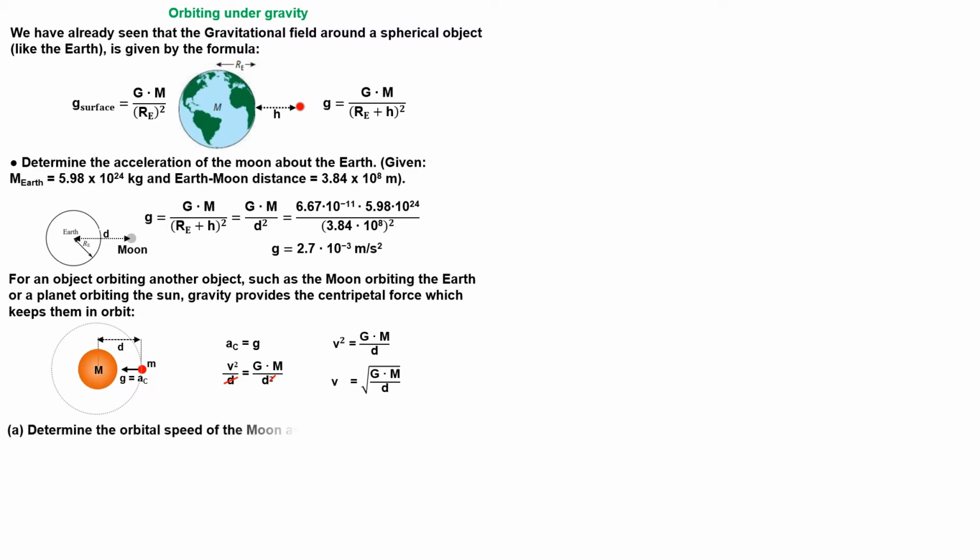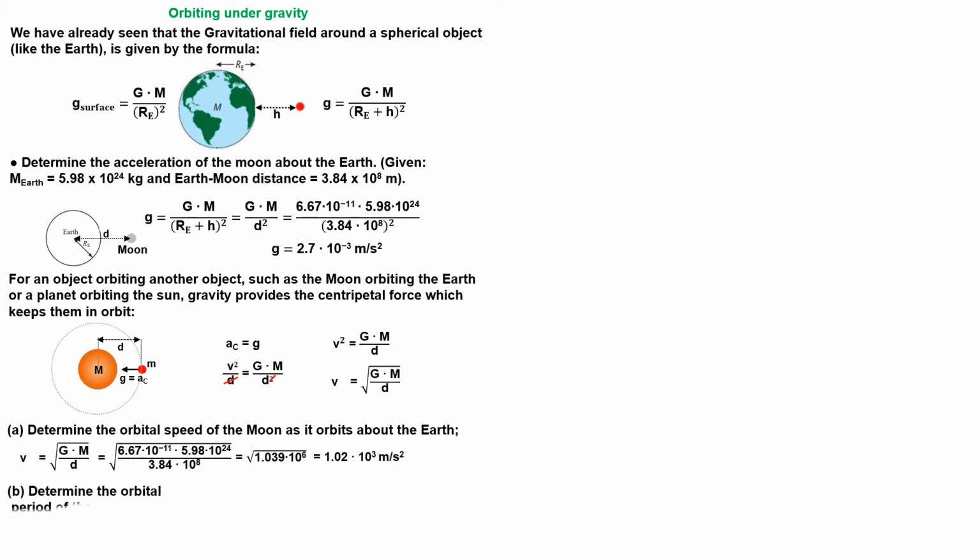Determine the orbital speed of the Moon as it orbits about the Earth. Take the values given in the previous example and substitute into the equation. Determine the orbital period of the Moon. To find the period, we take the formula to calculate the linear velocity in a circular motion and solve for period.